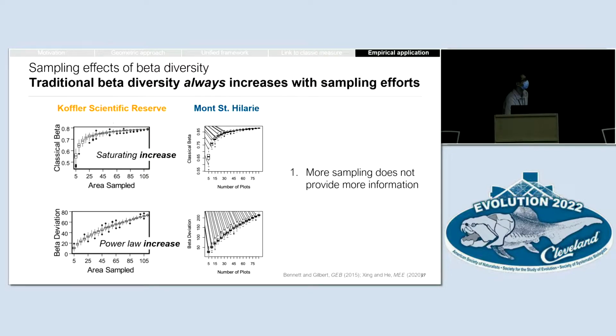So first, more sampling does not provide more information. It seems you only need to sample a very few plots, and you can just extrapolate from it, because it gives you a very, very strong scaling law there. The second question is that it indeed failed to distinguish the level of spatial variations that we know for a fact would be between these two plots.